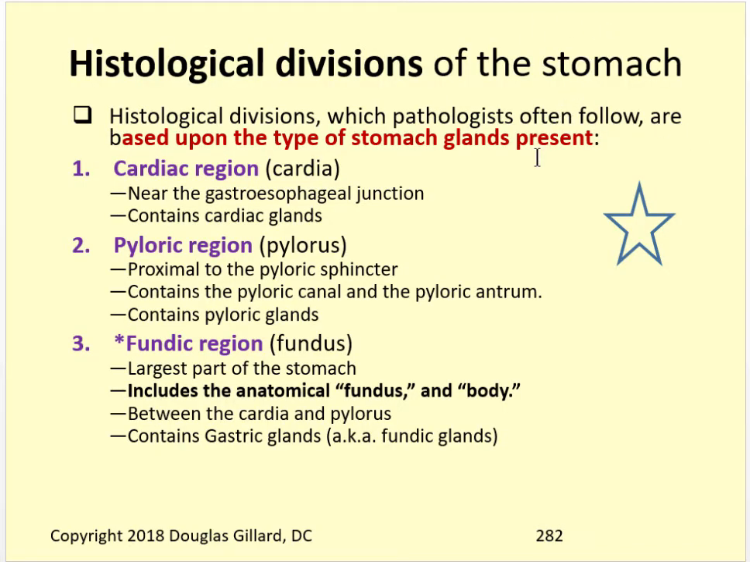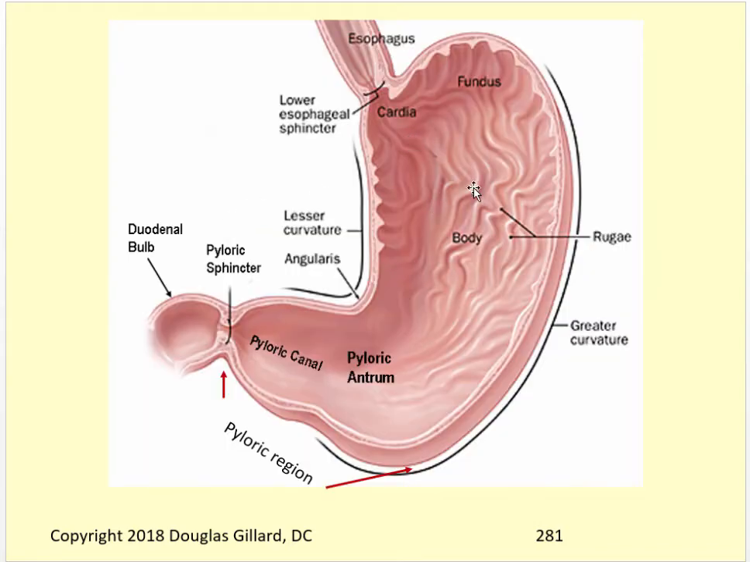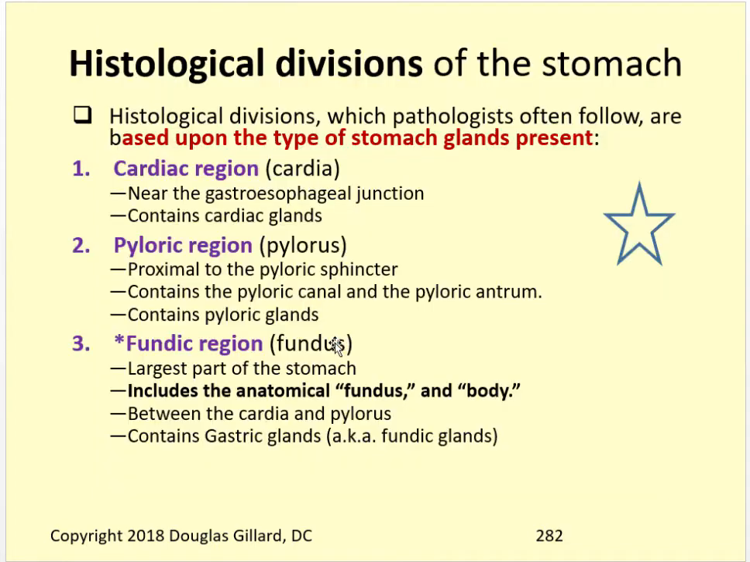Histologists or pathologists have a different view on things. They base the region of the stomach on gland type, because the body of the stomach and the fundus of the stomach have the same type of glands. They call this whole region the fundic portion of the stomach. Then there's still a cardiac portion of the stomach, and this whole region is the pyloric portion of the stomach.